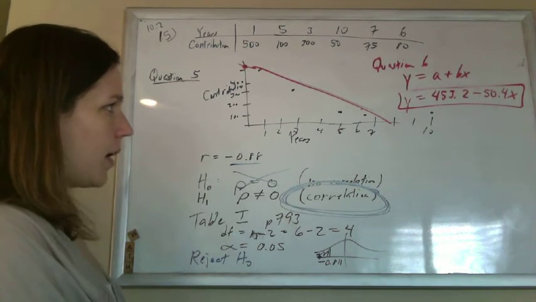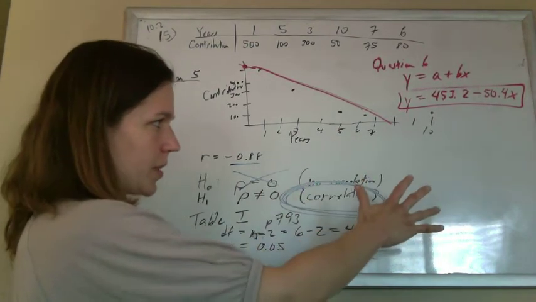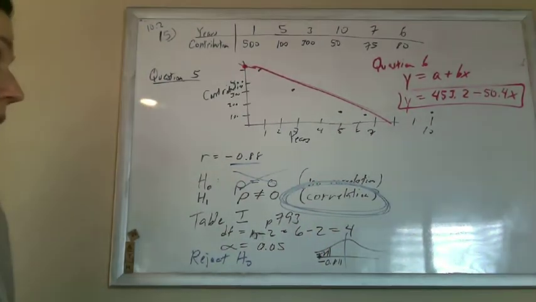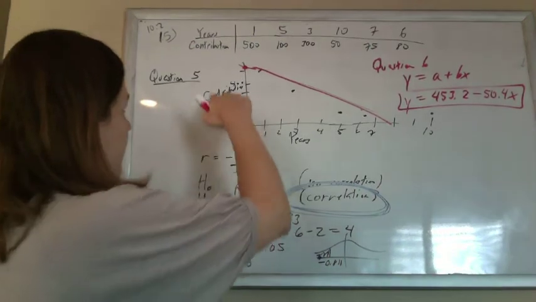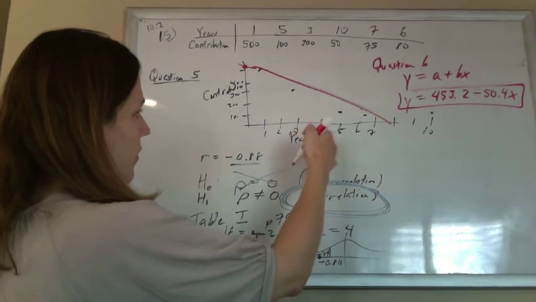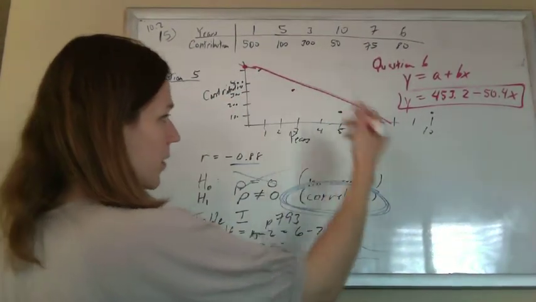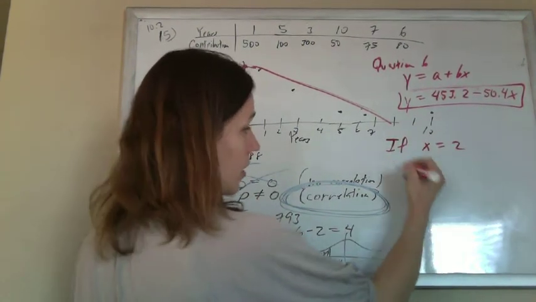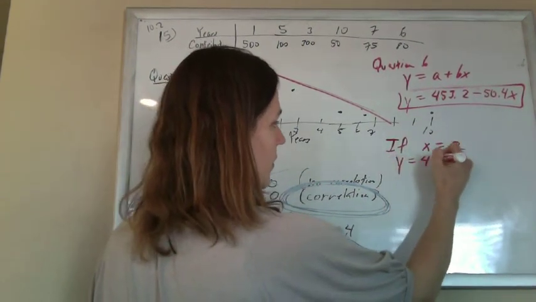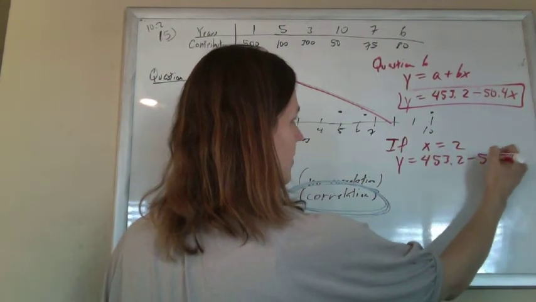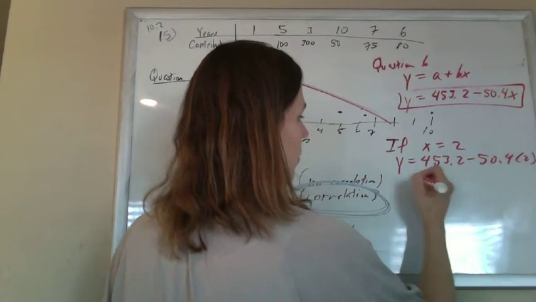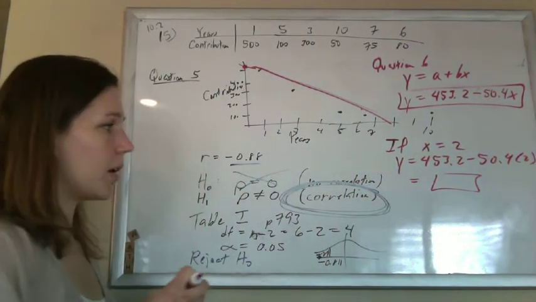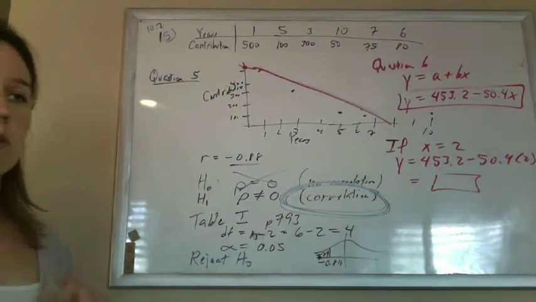Awesome. And so now that we have a prediction equation, we can predict whatever we want. Like, let's say we wanted to know what the contribution was after 2 years. So you could say if x was 2, then y would equal 453.2 minus 50.4 times 2. And this would give you some lovely answer. And that would give you the second part.